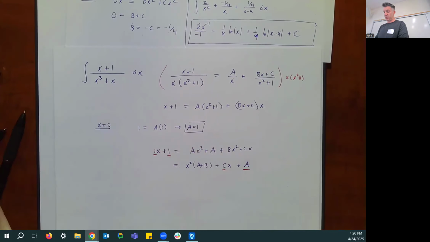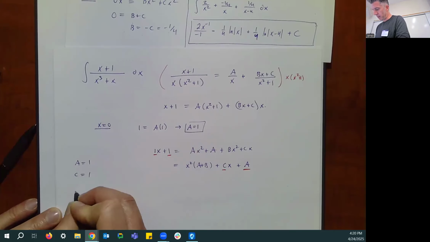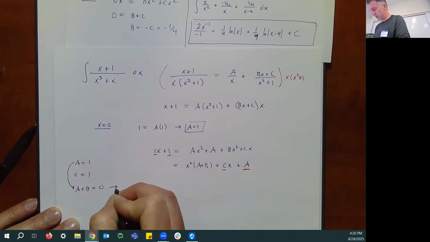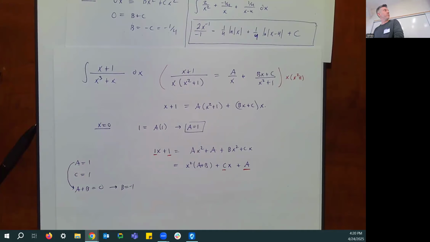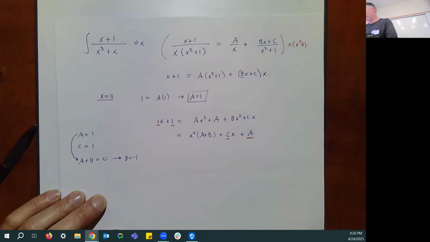And a plus b has to be 0. So a equals 1, c equals 1. a plus b equals 0, and a equals 1 means that b equals negative 1. So it's really nice. Sometimes you can just do it like that, I guess.